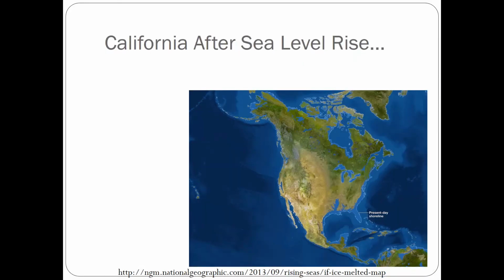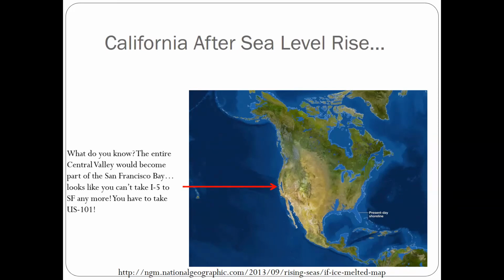This is how California would look, and then this is more in the worst case scenario. So if all of Greenland were to melt, and a good part of southern Antarctica were to melt, that could result in sea level rise of over 200 feet. In that case, the Central Valley would be completely underwater. And in that case, if you would like to travel to Southern California, can't take I-5 anymore, have to take 101.